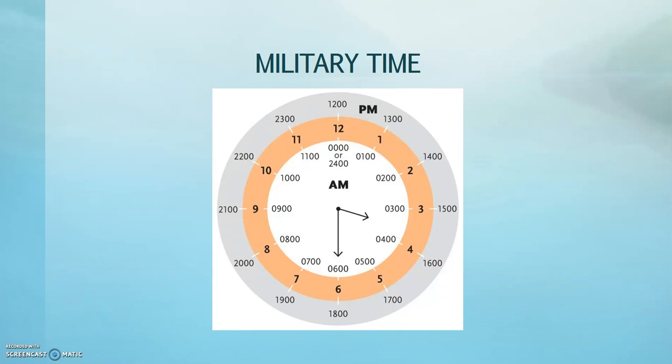Noon is 1200, and we will keep adding 100 to every hour after that. So 2 hours after noon, we would have 1400, or 2 p.m. 8 hours after noon would be 2000. 1200 plus 800, or 8 p.m.